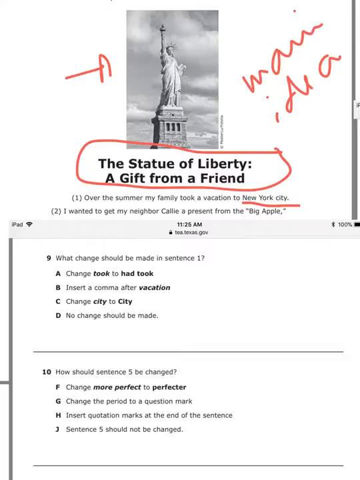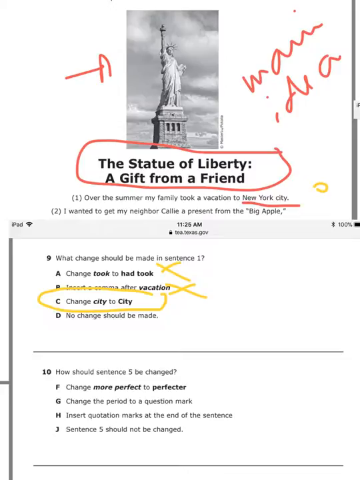I'm looking for my yellow color. Okay, so this is incorrect because "had took" does not exist. Insert a comma after vacation. Over the summer, my family took a vacation, comma, to New York City. No, because it will break the sentence. Change city to City? No. Oh yes, this is a mistake. Okay, this is what I had over here. New York City. It has to be capitalized.